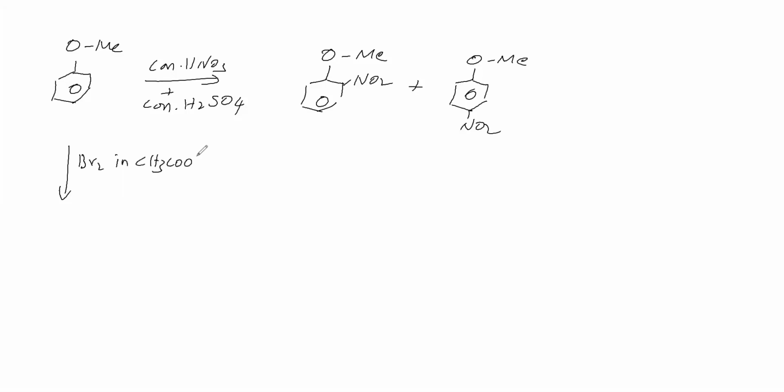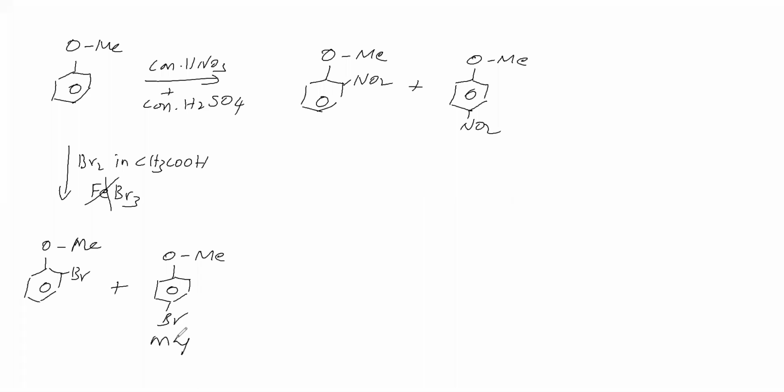Bromine in acetic acid we have taken, in the absence of FeBr3. FeBr3 is not there. What happens? Bromination takes place at the ortho position, and bromination also takes place at the para position.